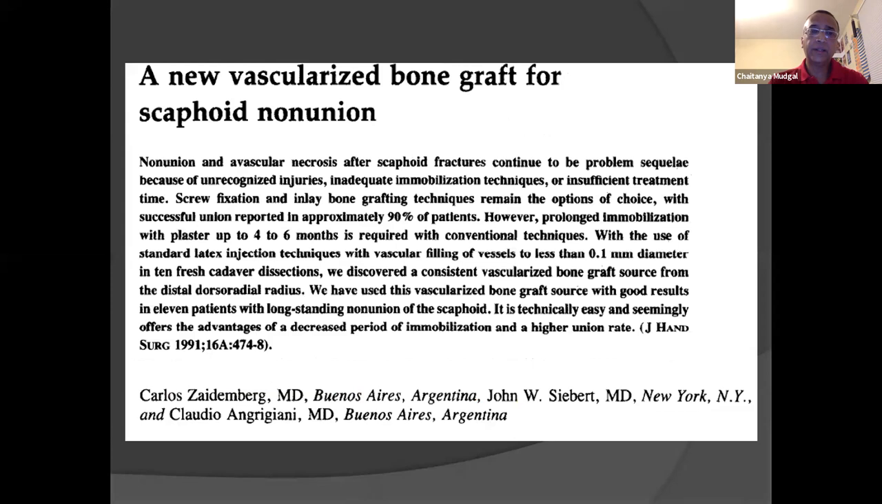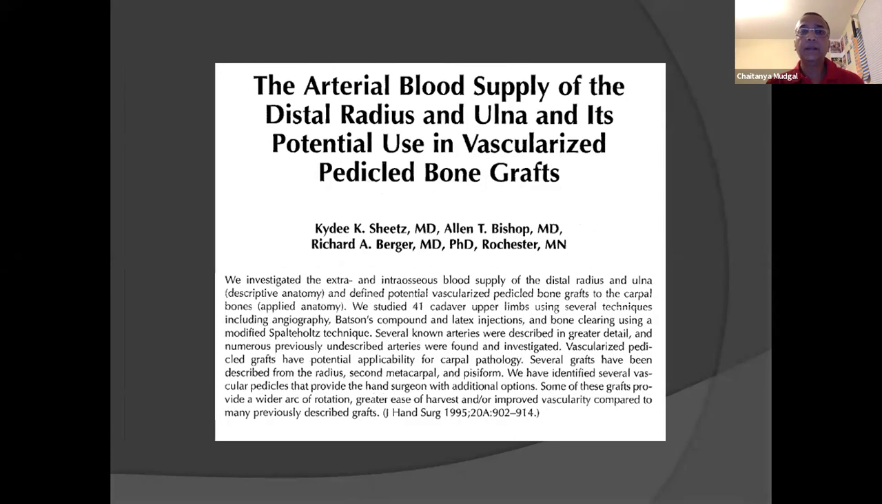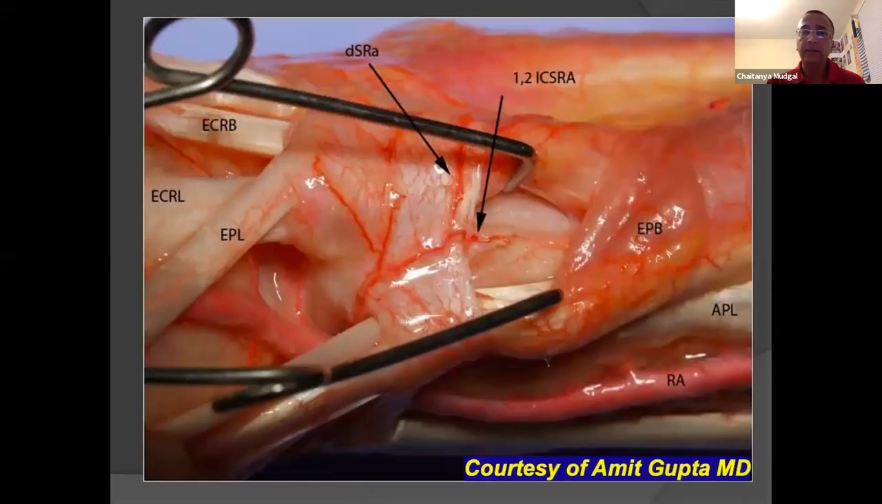Dr. Zeidenberg and his colleagues came up with a graft that we now use quite commonly to repair scaphoid non-unions based off the 1-2 ICSRA. And this was popularized after this anatomic dissection from Kaidi Sheets and the colleagues at Rochester at the Mayo Clinic, who described in wonderful dissections the vascular anatomy of the distal radius. Now, you can see here that this is the 1-2 ICSRA. And for those of you who are unfamiliar with the ICSRA, it is the intercompartmental supraretinacular artery, a predictable set of vessels which are part of the vascularity of the distal radius between compartments 1 and 2.